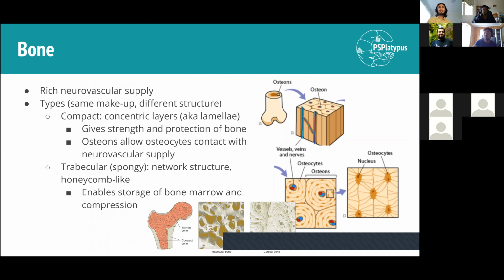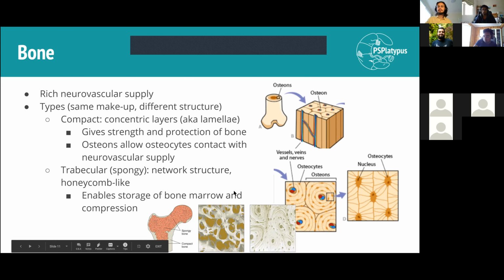Okay, and now onto bone. It surprised me when I first learned about it: bone actually has a rich neurovascular supply. So it has a lot of vessels and nerves running through it, which means that the cells are most certainly living. You can see we've got two main types of bone: compact and trabecular bone. Trabecular is the spongy bone that has a network structure and is honeycomb-like, and you can see that here.